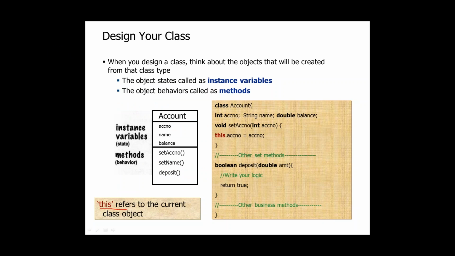The this keyword is also being referred to here. I have the keyword called this in my class. This refers to the current class object, the current object. It refers to the current object.